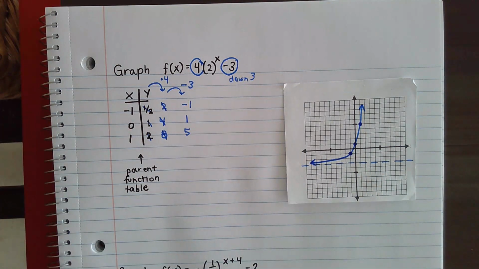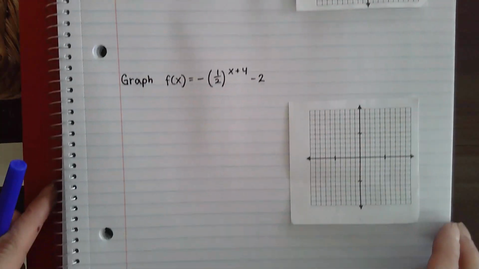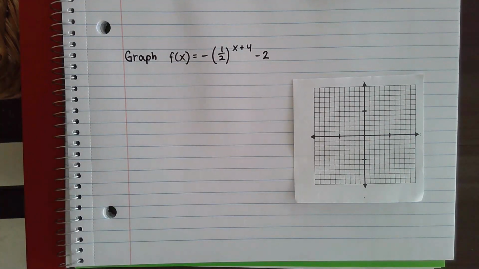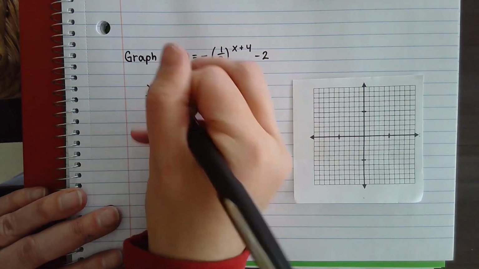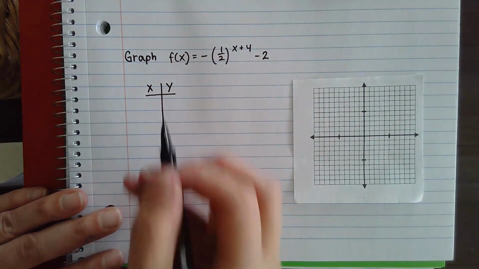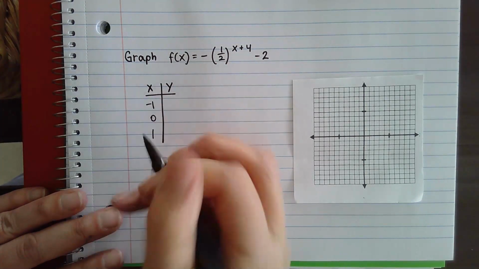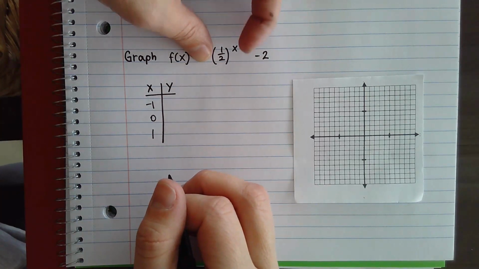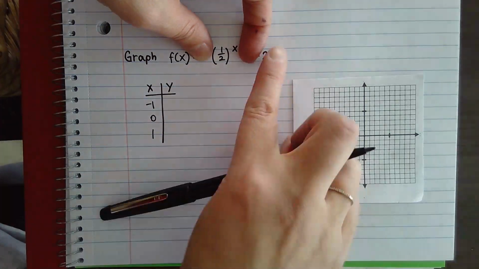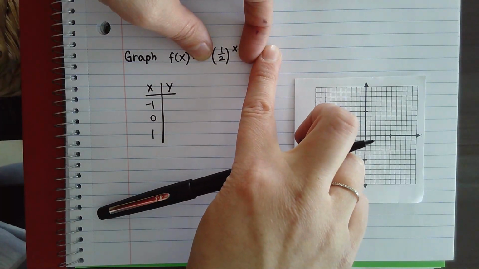Here's an exponential decay. F of x equals -1/2 to the x plus 4 minus 2. So again, I'm going to use my parent function table, -1, 0, and 1. The parent function does not have this reflection, does not have a shift left 4, and does not have a shift down 2. So there's my parent function, 1/2 to the x.